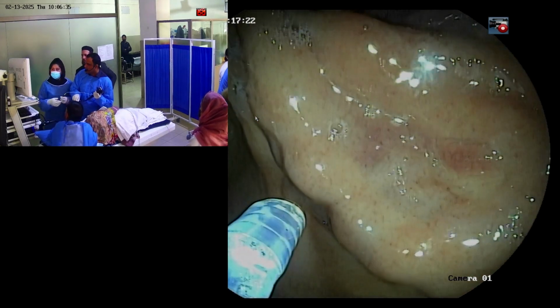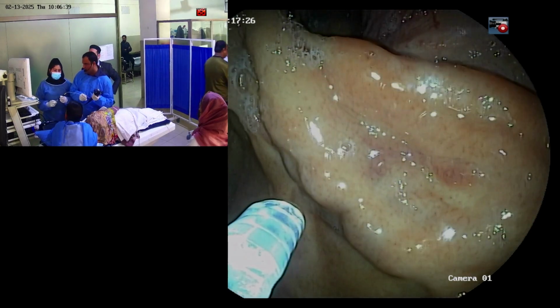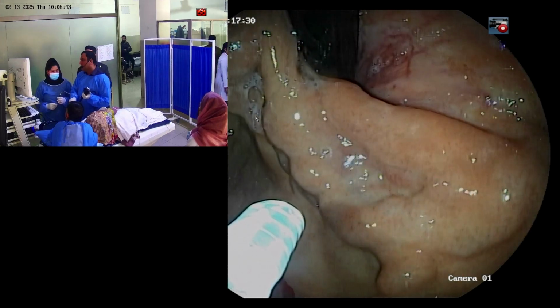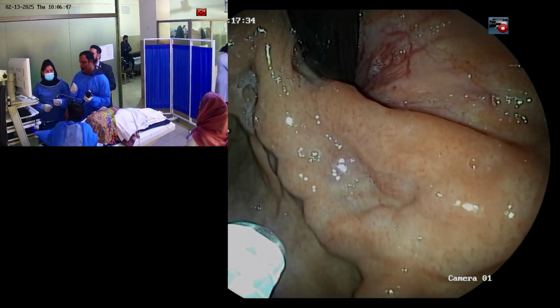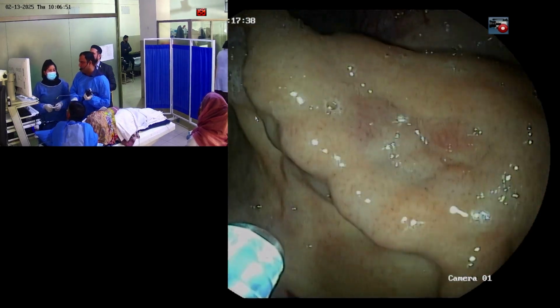Any precaution to avoid scope damage in this situation, when it's very close to the scope as well? If you're injecting, you should not be doing suction while injecting, because it can block your channel.